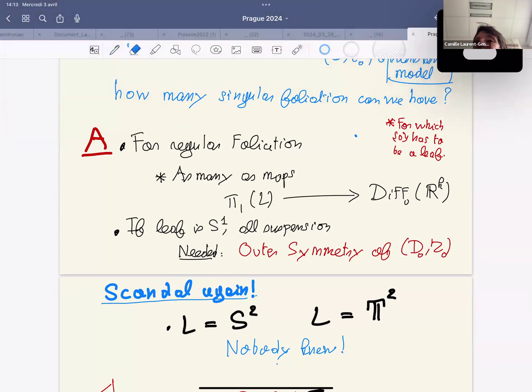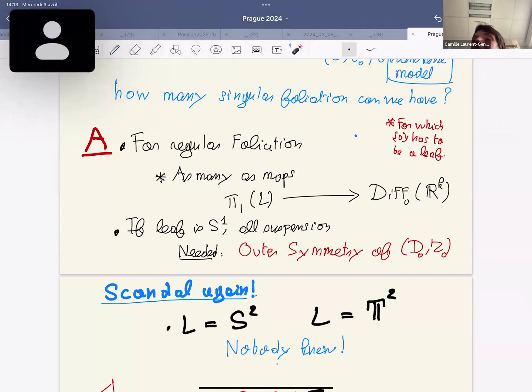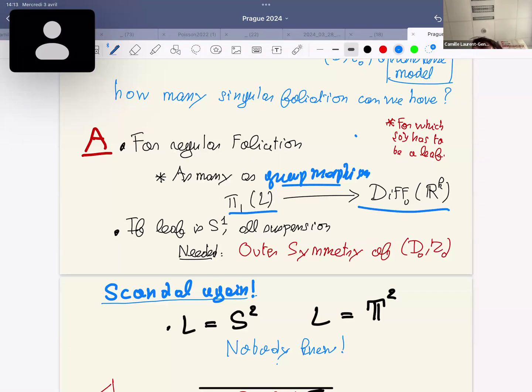Well, if you take a regular foliation, then you have a well-known theorem that says that regular foliations are entirely classified by group morphisms from the fundamental group of L to the group of germs of diffeomorphisms of R^k. It's a theorem. This is called the holonomy map or the monodromy map. And this map entirely determines a regular foliation.